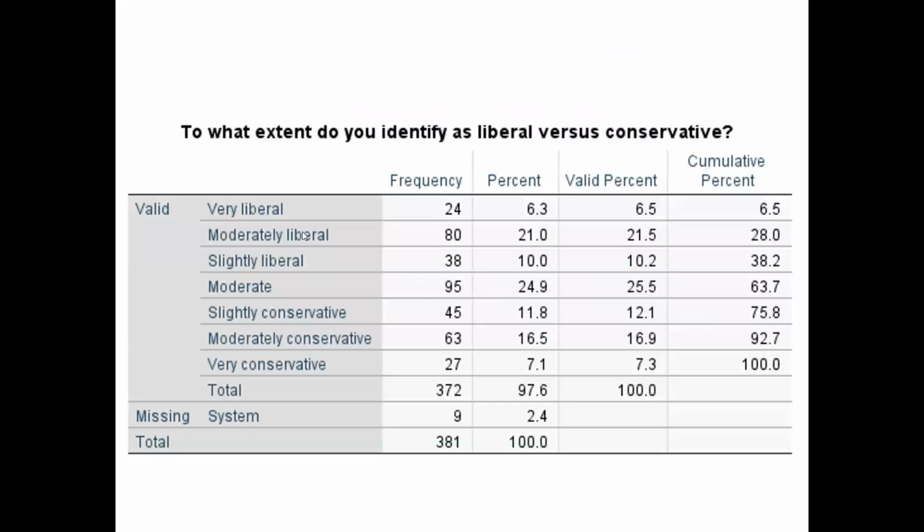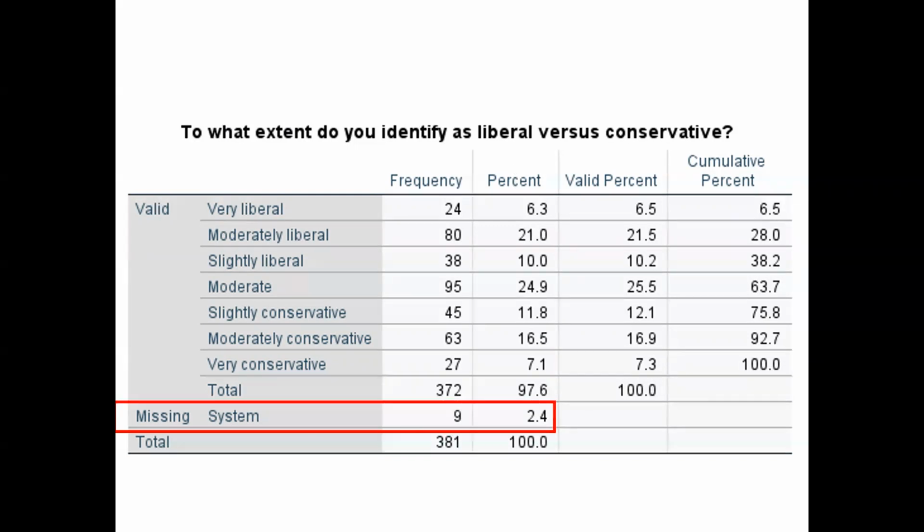So let's look at this one. This is just to what extent do you identify as liberal versus conservative? And people select anywhere between very liberal and very conservative, right? So right here, it says missing system. This just means the number of people who did not answer the question. So 9 people didn't answer the question. This is missing data. This is 2.4%, right? So this percent column just includes them, okay? The valid percent is just the people who answered the question, okay?